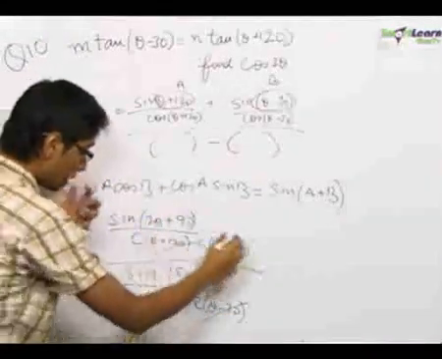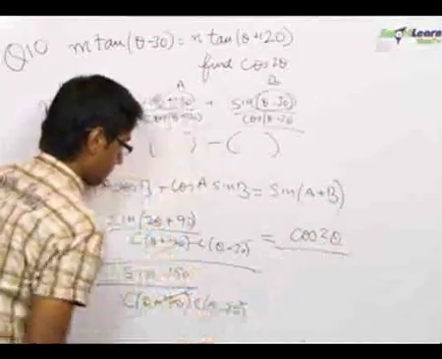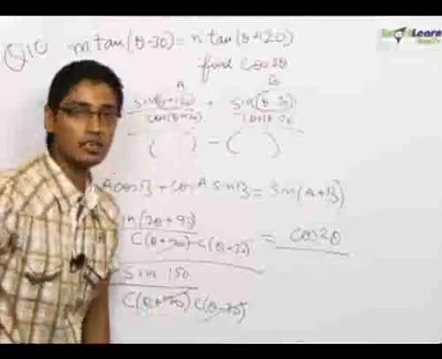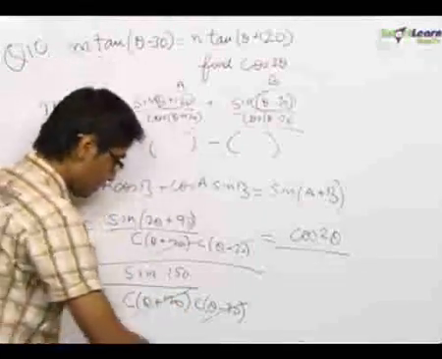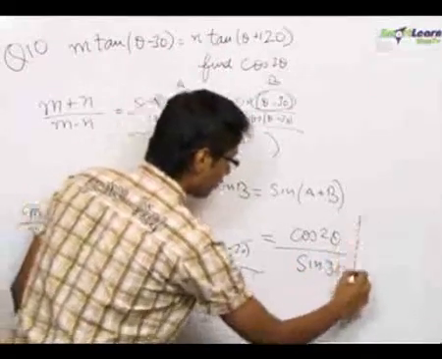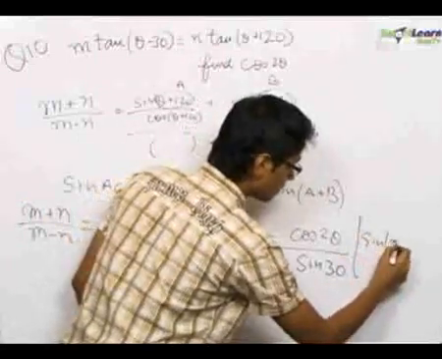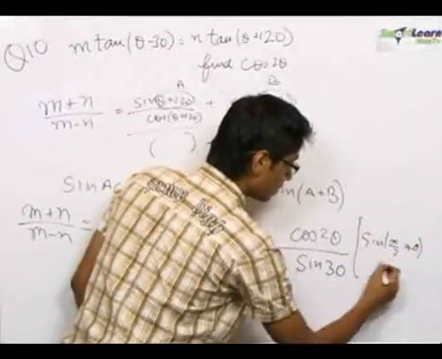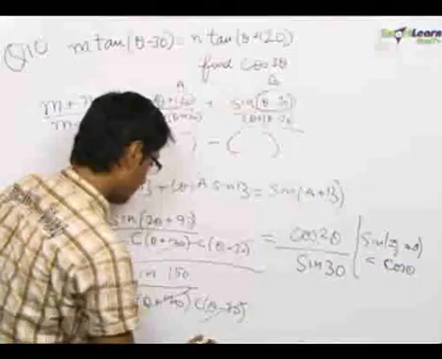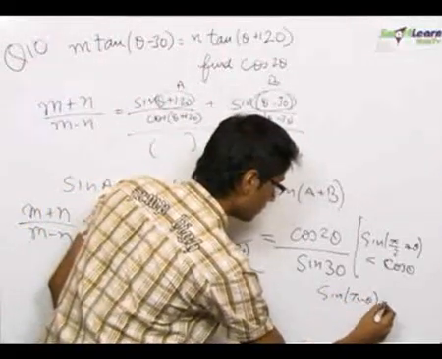Sin of 90 plus theta is cos 2 theta, and this sin of 150 becomes sin of pi minus 30, and sin of pi minus theta is sin theta. So we can write this as sin 30. The two important identities used are sin of pi by 2 plus theta is cos theta, and sin of pi minus theta is sin theta.